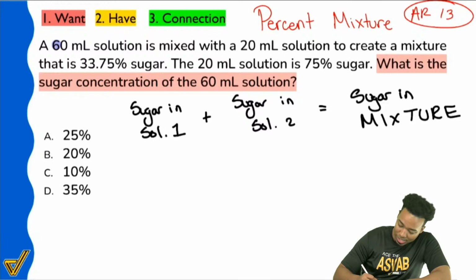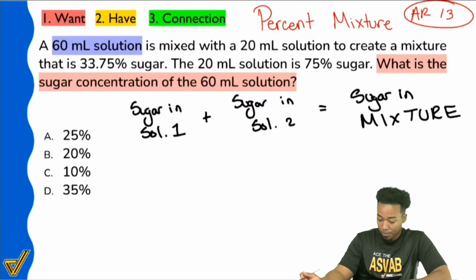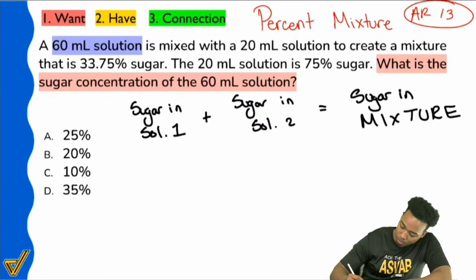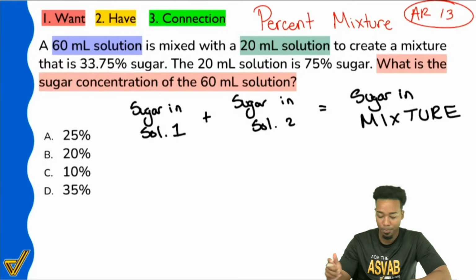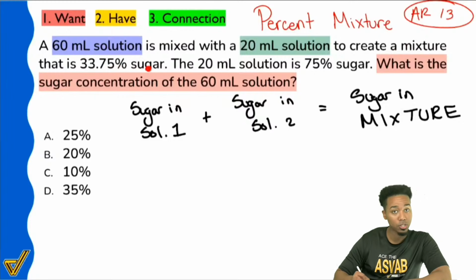We see that it says a 60 milliliter solution is mixed with a 20 milliliter solution to create a mixture that is 33.75% sugar. Okay, so what this is telling us is that the information is not in the same order. You've got to be a little more careful. We have a 60 milliliter solution and a 20 milliliter solution. Let's highlight these differently. So when you read this, you have solution 1, solution 2, and then you create a mixture, and that mixture is 33.75% sugar.